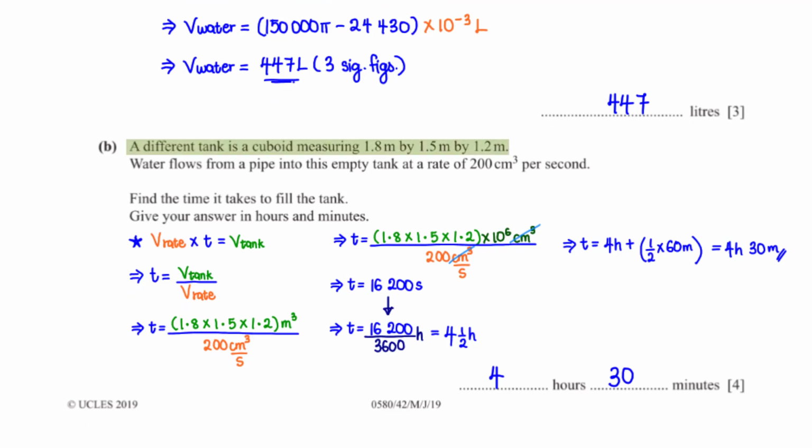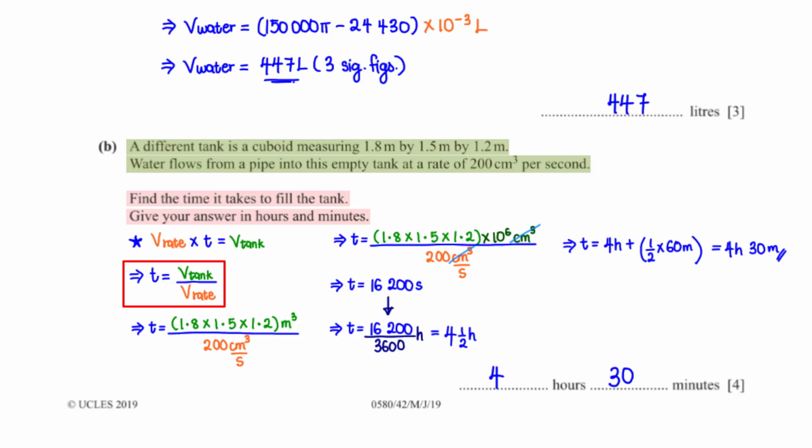A different tank is a cuboid measuring 1.8 meters by 1.5 meters by 1.2 meters. Water flows from a pipe into this empty tank at a rate of 200 cm cubed per second. Find the time it takes to fill the tank. Give your answer in hours and minutes.